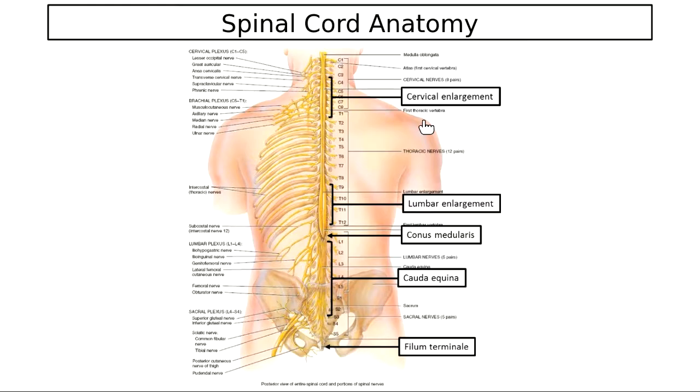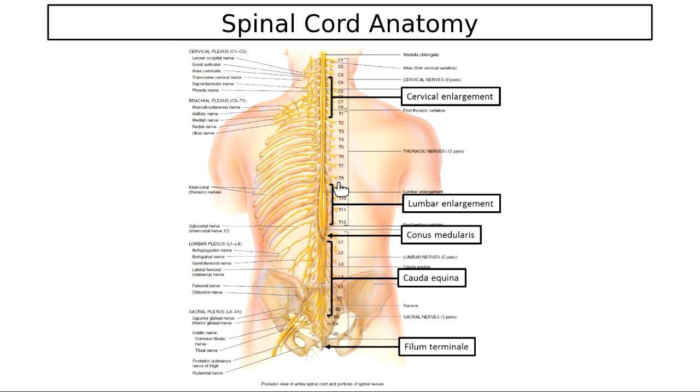This next slide, you can see on a human here, you can definitely tell that it's swollen there. There's your cervical enlargement due to the large amount of nerves supplying the upper torso, like your arms. And then further down, there's a lumbar enlargement, due to the large amount of nerves supplying the lower torso, going out to your legs even.